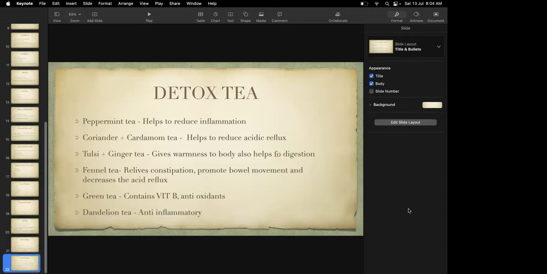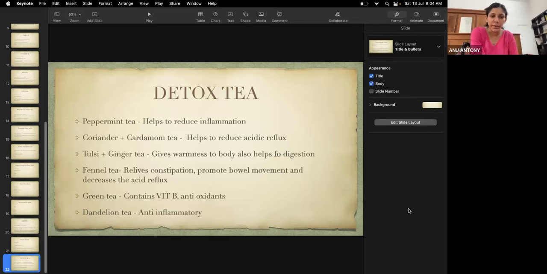Ma'am, I have a doubt. Can we consume detox tea during pregnancy? Peppermint tea and tulsi ginger tea, don't consume. Other teas you can consume.